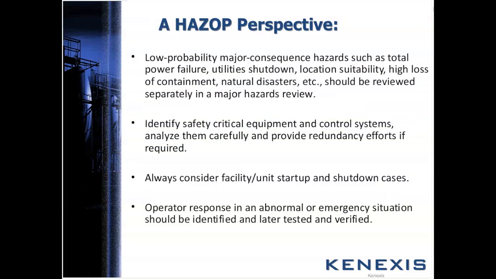Things like utility shutdowns, things of this nature should be viewed in a separate major hazard review. It's probably not the right place in a HAZOP. Identify your critical equipment and controls, analyze them carefully, provide any redundancy efforts if required. And you always want to make darn sure you study the unit startup and shutdown cases, because a normal run is a whole different scenario. You may just discover some interlocks that are bypassed in order to start up and how those can be handled or forgotten, and then what kind of repercussions might happen.